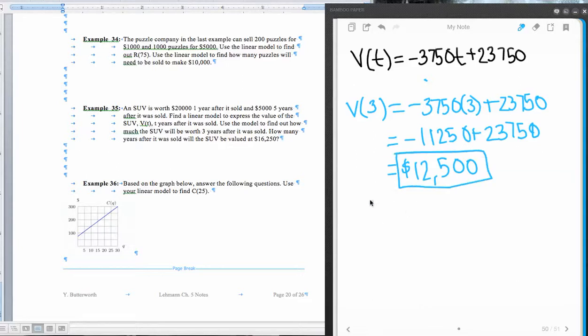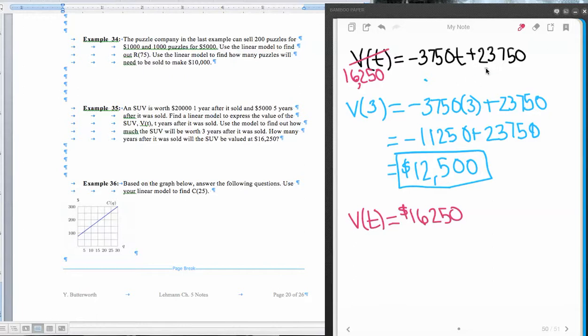$12,500. Now, the next part of our question here, it says, when will the value, or how many years after it was sold, will the SUV be valued at 16,250? So V of T is equal to 16,250. That's what we're being told right now. So that means we're substituting that value in for V of T. So we're putting 16,250 right in here for the V of T.